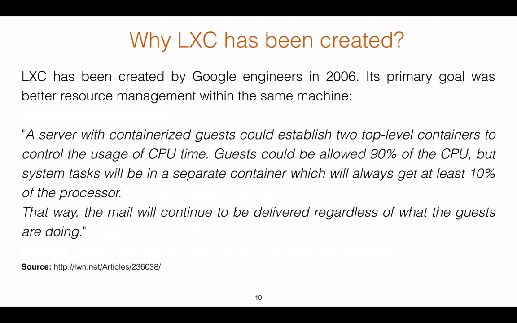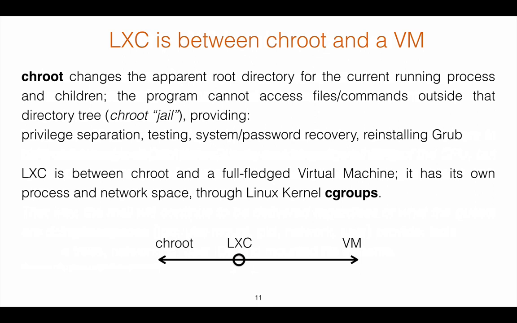So as you can see, they were created with a different purpose in mind compared to what people want to use them for today. So LXC, in a sense, is something between chroot and a full-fledged virtual machine. chroot is a command that changes the apparent root directory for the process that you're currently running and its children. So the process is jailed within that chroot, so it can't see outside it, and it provides privilege separation and other things. So LXC sits in between a chroot and a full-fledged VM.